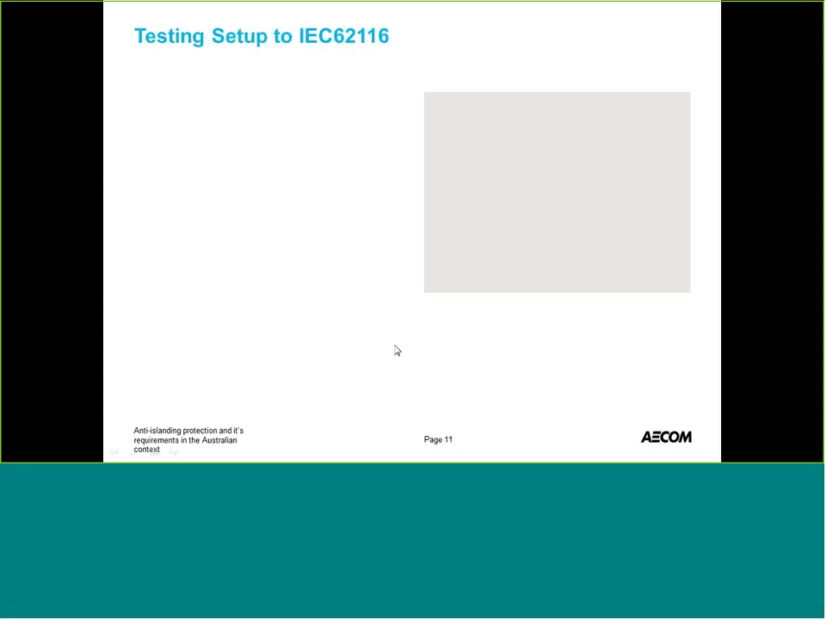In terms of testing, the question always comes up: if you've got an anti-islanding scheme, how do you test it? How do you prove it works? And we typically find that testing is not usually carried out. You know, the relays are tested in some cases, but how do you actually test the system works?